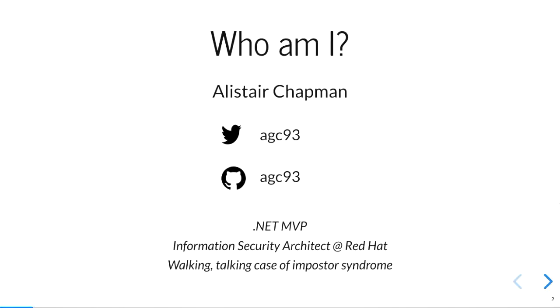My name is Alistair Chapman. I'm AGC 93 basically everywhere else. I am a .NET MVP and work in information security at Red Hat. This whole talk is me and me alone. If you disagree with me, that's fine. Just don't take it up with my boss.